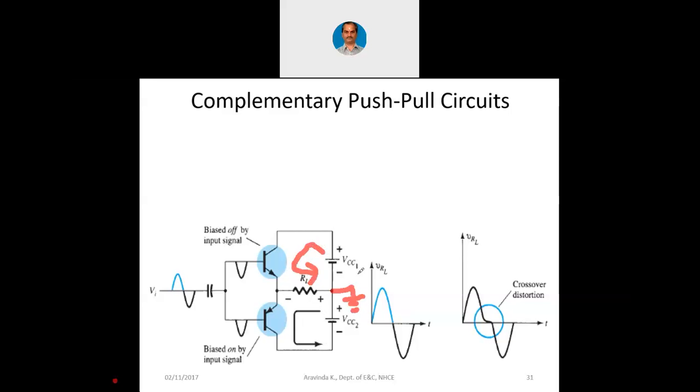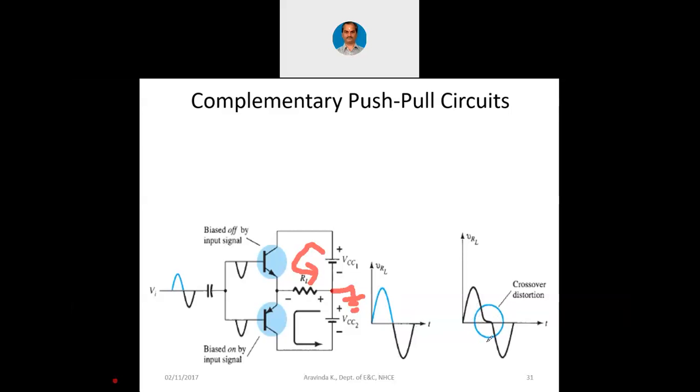Now you may think, at the output we have DC, right? At the input we have AC. But using DC only, AC is produced by means of this push-pull operation. So in this manner also, we can have a class B push-pull amplifier. Now you can see the waveforms there. When the input has a complete 360-degree cycle, at the output there is a crossover distortion.